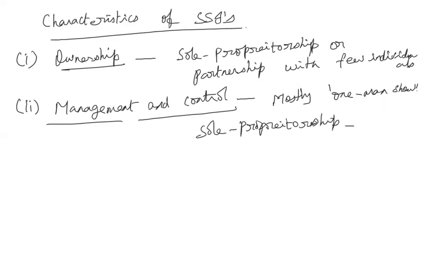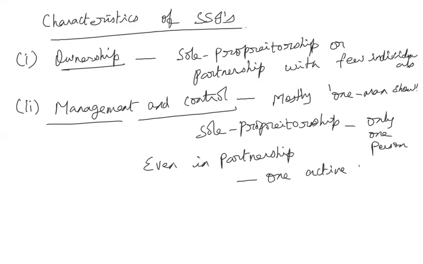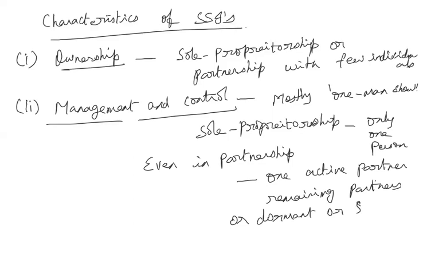Obviously in a sole proprietorship, the management and control is vested with only one person, and it is the same in the case of partnership also. Most of the time, only one active partner will be there, who makes all the managerial decisions and control of the small scale enterprise. All the remaining partners are dormant, or what you call sleeping partners. They don't play active roles, they just invest.